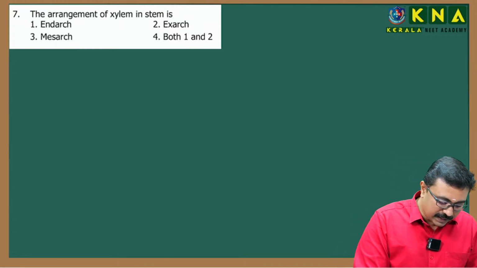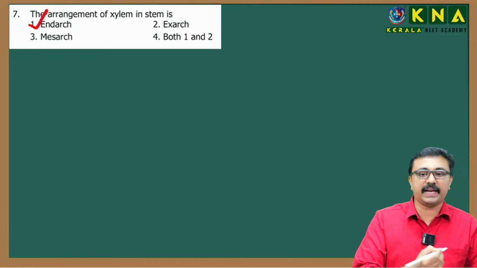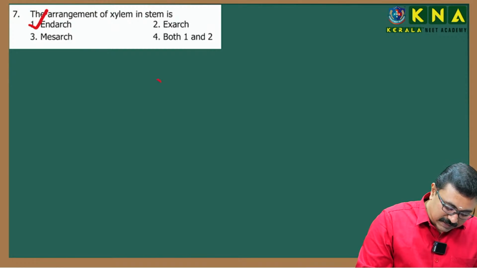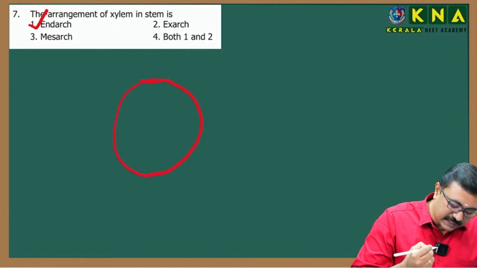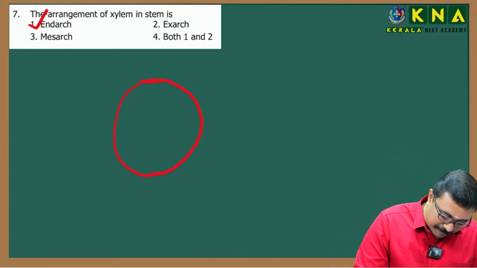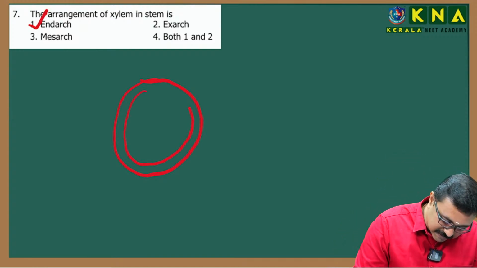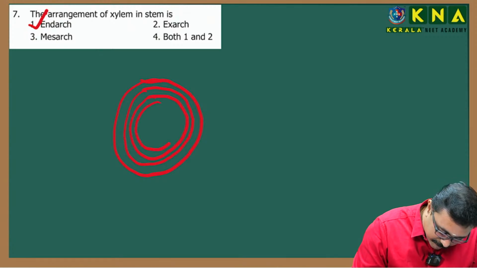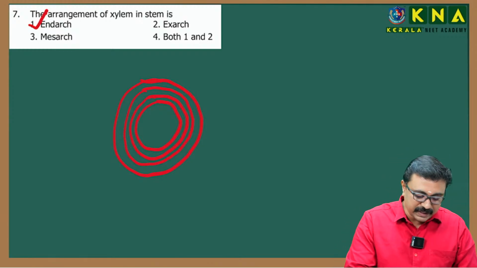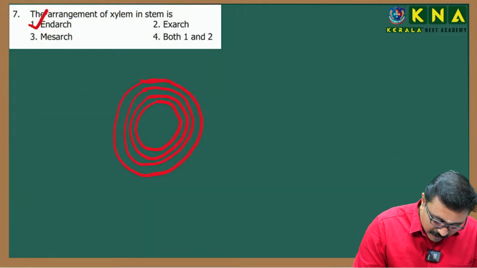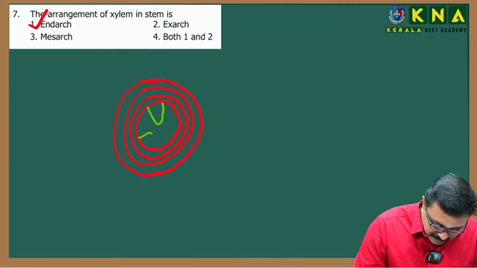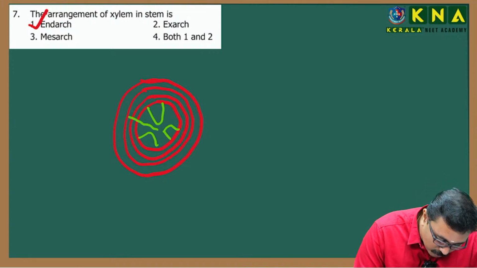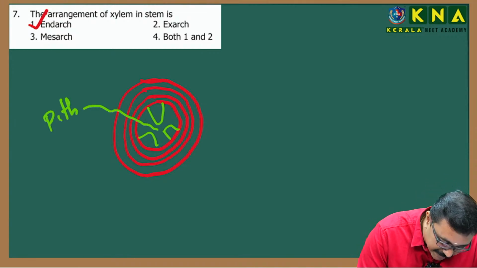Okay, the right answer is option 1 endarch. When you are looking at the cross section of stem, you can see that the outermost layer is epidermis. Within that epidermis, you can see the cortex. Within that cortex, you can see the endodermis. Within the endodermis, you can see the pericycle. Within that pericycle, you can see the vascular bundles. At the center, there is a homogeneous tissue which is called pith.